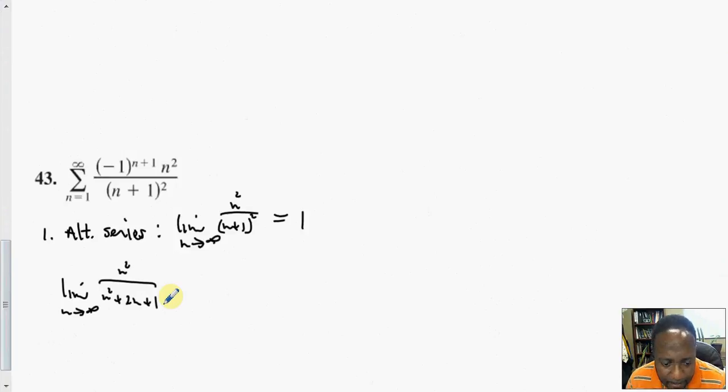That's the only thing. And for the alternating series test, the limit has to be 0. The values must be decreasing, which they are. But since the limit is not equal to 0, excuse me, we need to use something else. Okay. Now for the alternating series, it does diverge.